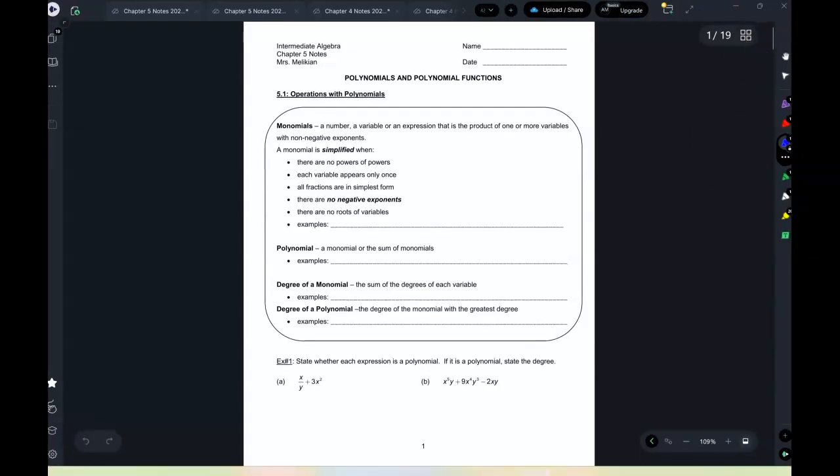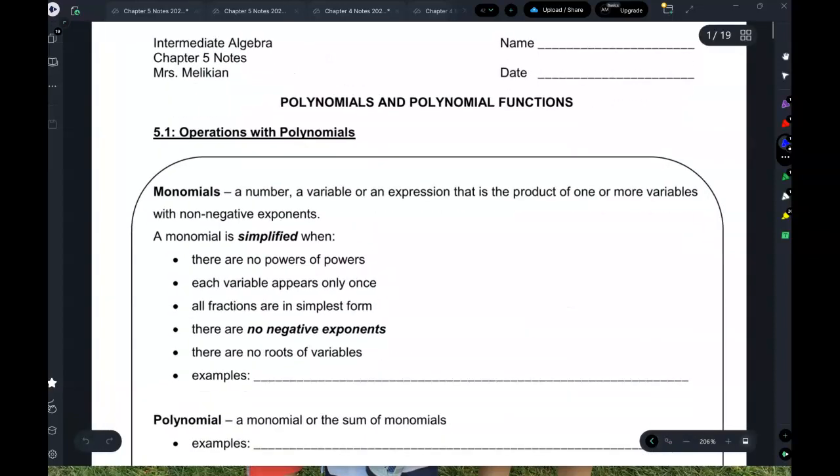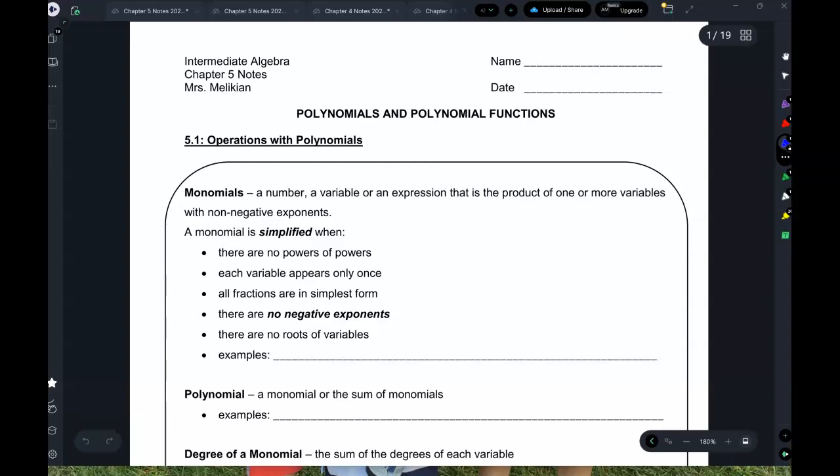Okay. So in this section, in this chapter 5.1, we're going to start talking about polynomials, monomials, and so on. So first and foremost, a monomial is a number, a variable, or an expression that is the product of one or more things, right?